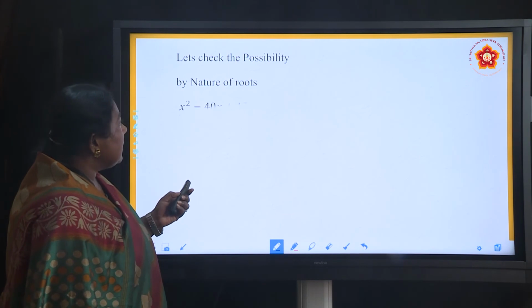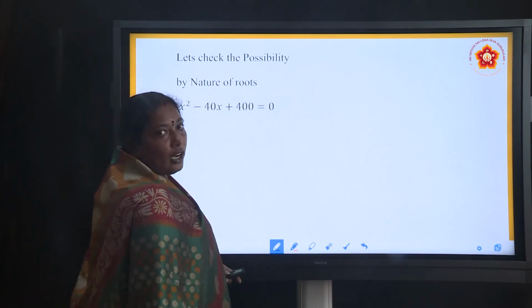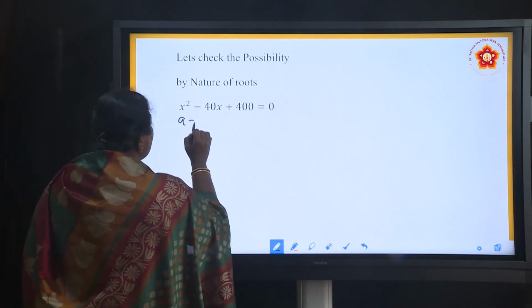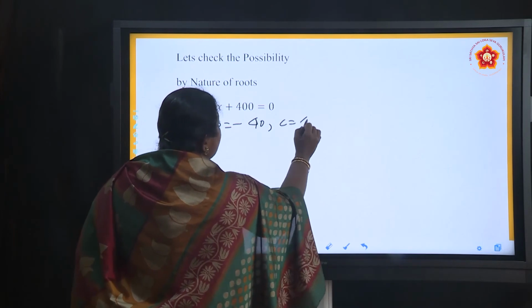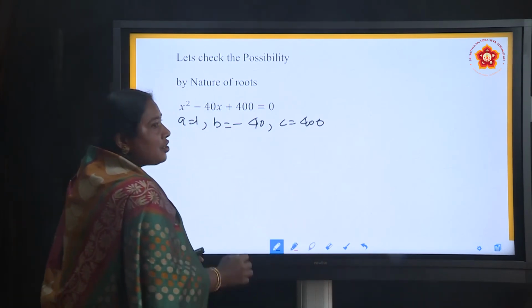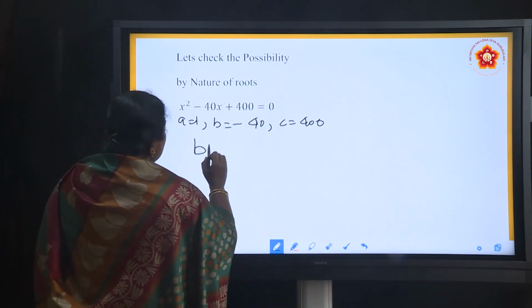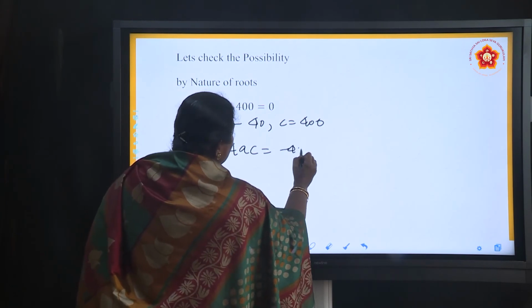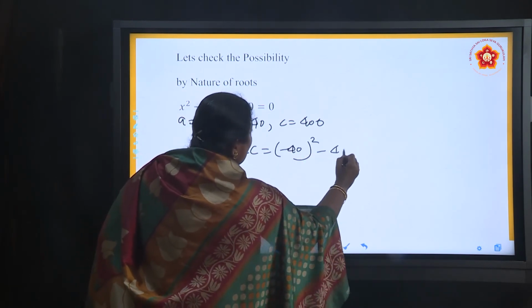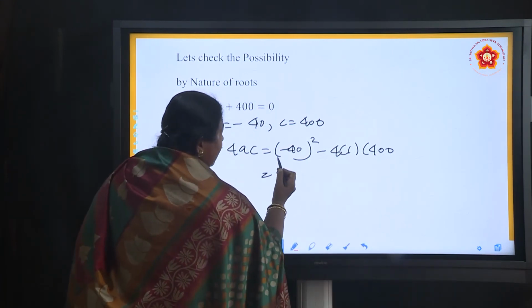Let me see the possibility. My equation is x square minus 40x plus 400. Here a is equal to 1, b is equal to minus 40 and c is equal to 400. Now I have to check whether roots exist or not. How? b square minus 4ac. What is my b square? Minus 40 the whole square, minus 4 into 1 into 400. Minus into minus is plus.